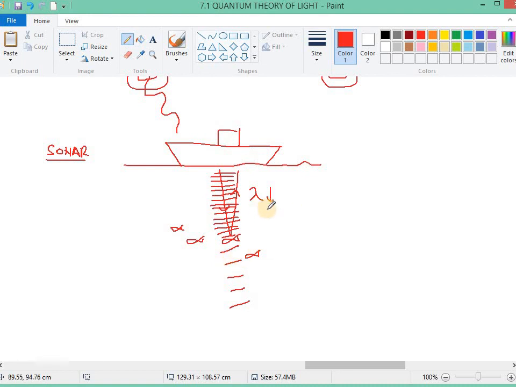Okay, so how to get small wavelength? The frequency must be high. That means the frequency of the sound wave must be high. So that is why for sonar we use ultrasonic sound wave. Understand? We use ultrasonic sound wave where the frequency is higher than 20,000 hertz. Actually, the frequency of ultrasonic wave can go until a few 100,000 hertz. Then the wavelength can be very small.